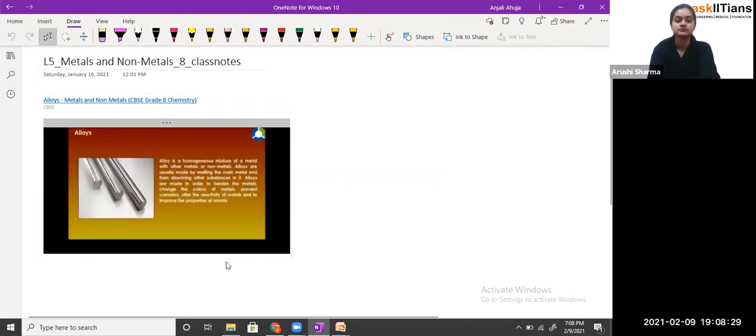Alloys. An alloy is a homogeneous mixture of a metal with other metals or non-metals.